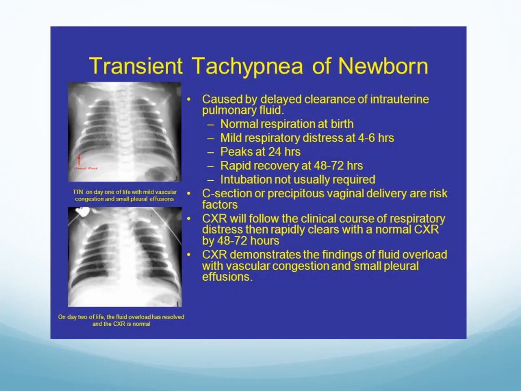Transient tachypnea of the newborn. Caused by the delay of intrauterine pulmonary fluid. Normal respiration at birth. Mild respiratory distress at 4 to 6 hours. Peaks at 24 hours. Rapid recovery at 42 to 72 hours. Intubation not usually required. C-section or precipitous vaginal delivery are risk factors. Chest X-ray will follow the clinical course of respiratory distress, then clears with a normal chest X-ray by 48 to 72 hours. Chest X-ray demonstrates fluid overload with vascular congestion and small pleural effusions.